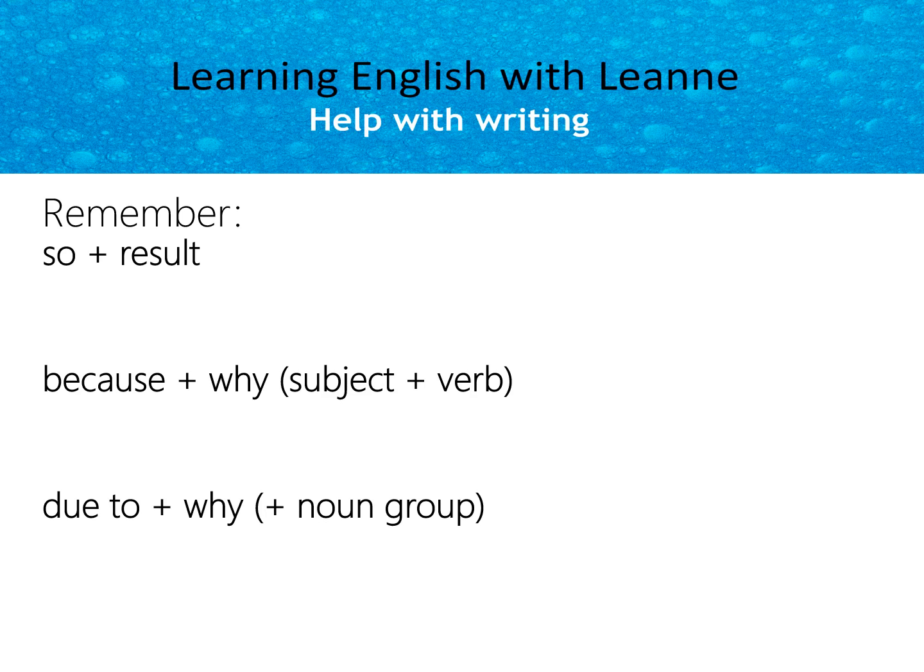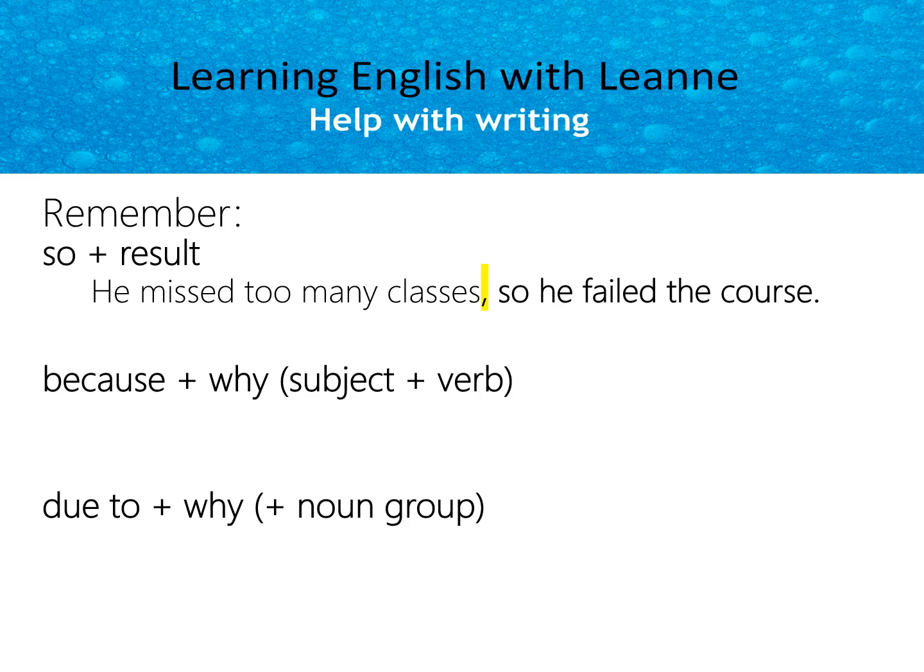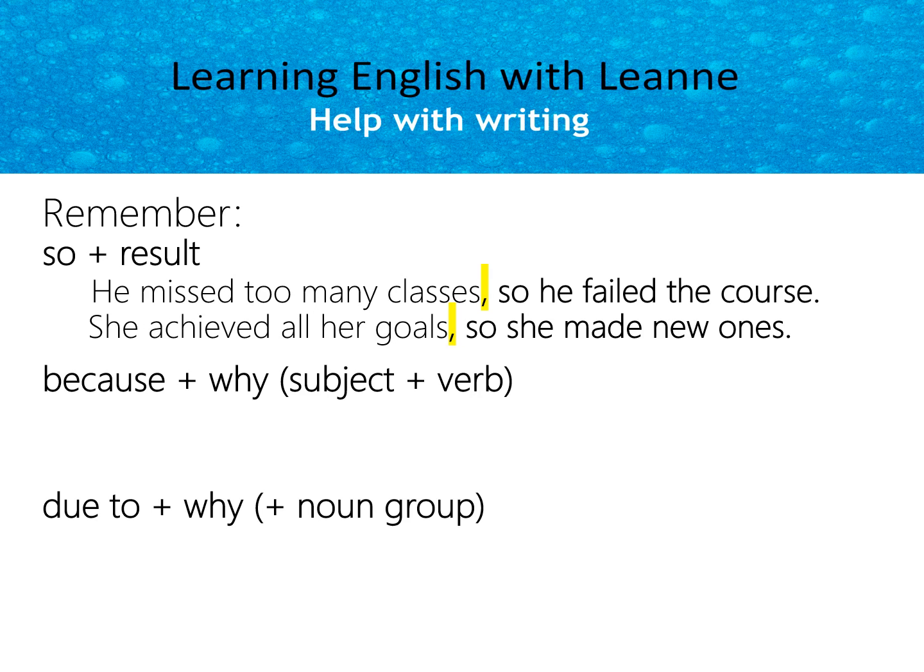We use because and we add why, but we must have the subject and verb, and due to is why, but it must have a noun group after it. So some examples, he missed too many classes. The result, so he failed the course. She achieved all her goals. The result, so she made new ones.